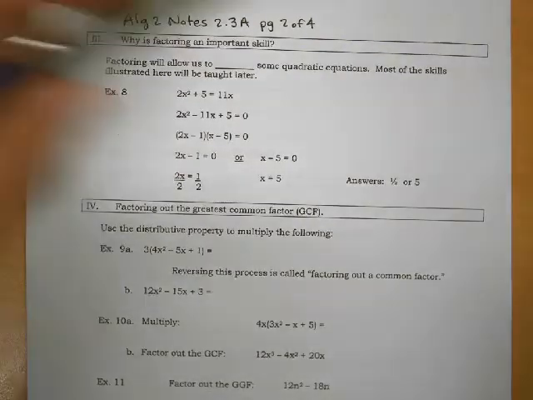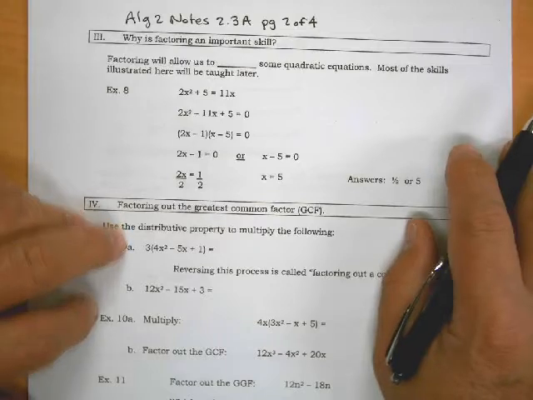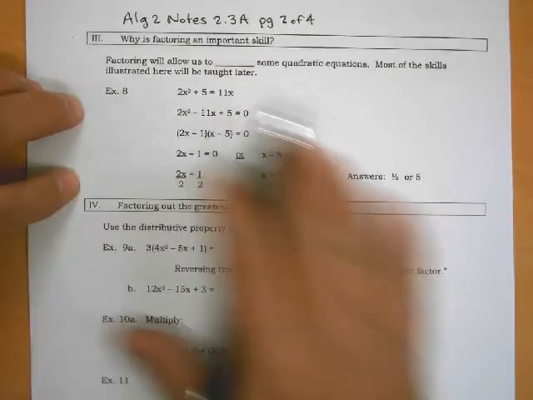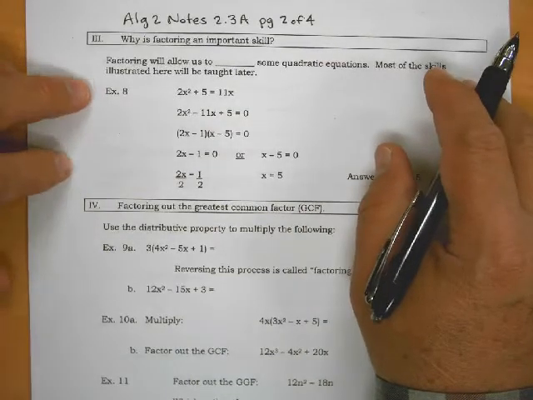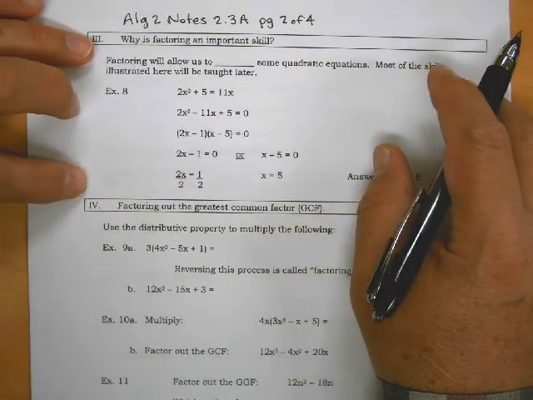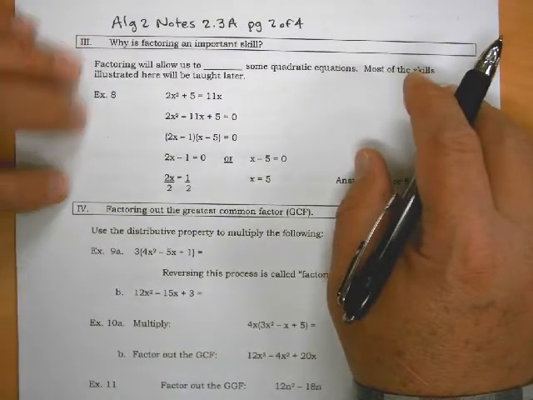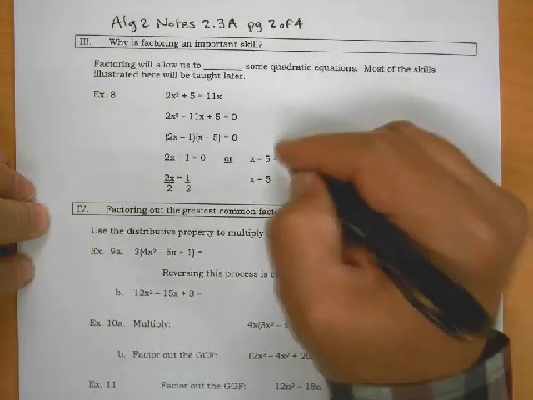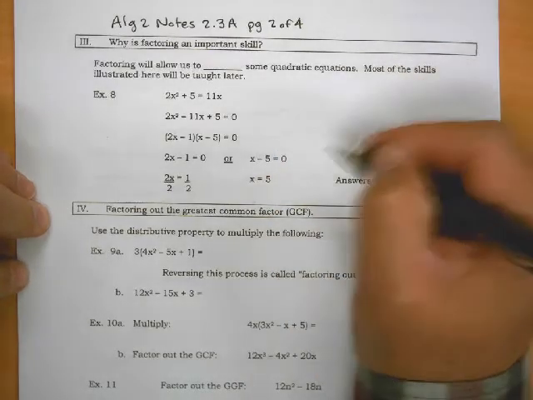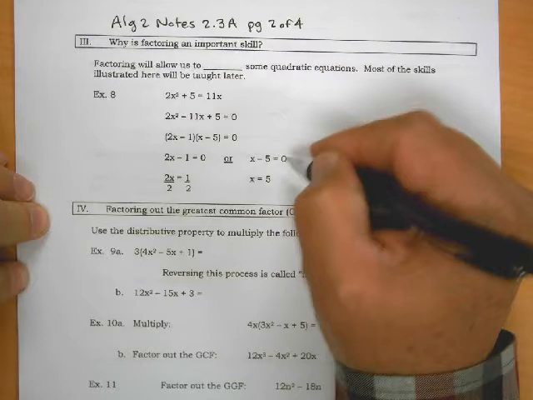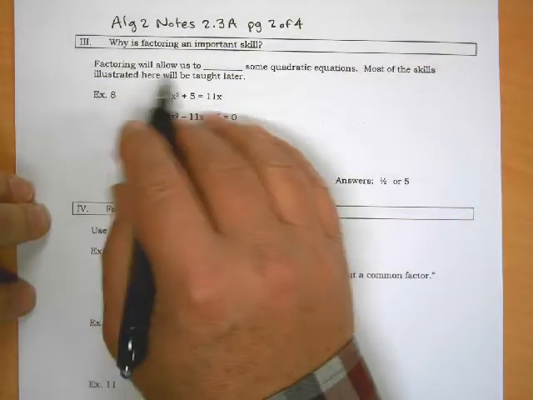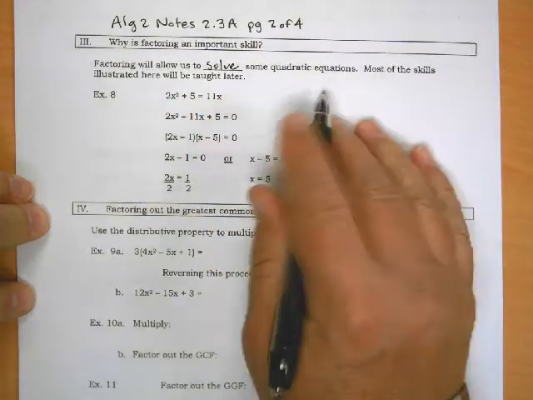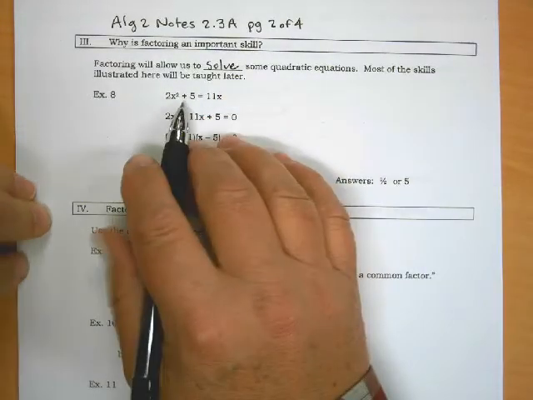Okay, this is Mr. Peterson, and I'm returning to the 2.3a notes, and we're going to be doing page 2 of 4. So I'm going to take a little brief detour here, and I'm going to show you why we're trying to learn this skill. This is a future skill that I'm going to show you just in brief right now, and I'll come back to this. So factoring will allow us to solve some equations that we couldn't solve otherwise, quadratic equations.